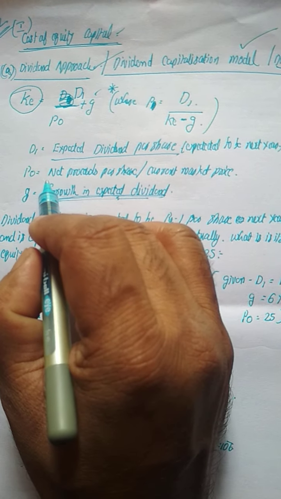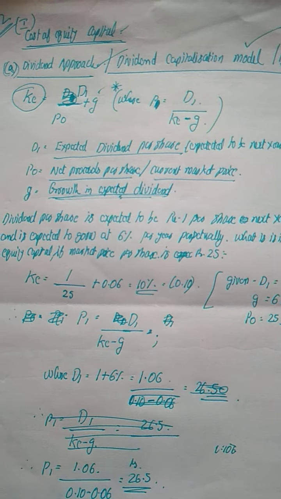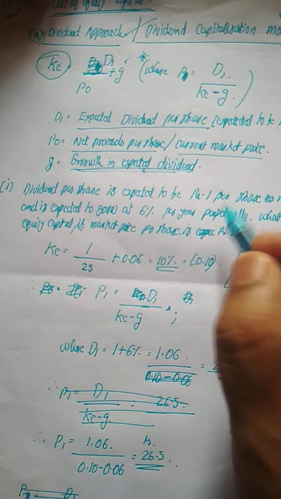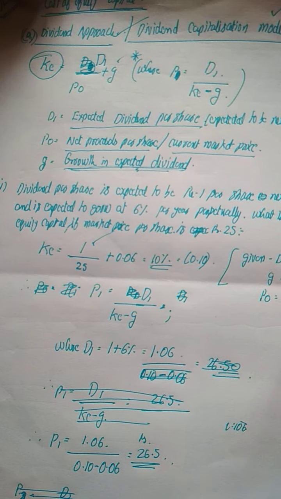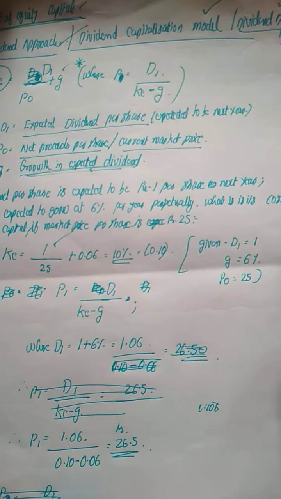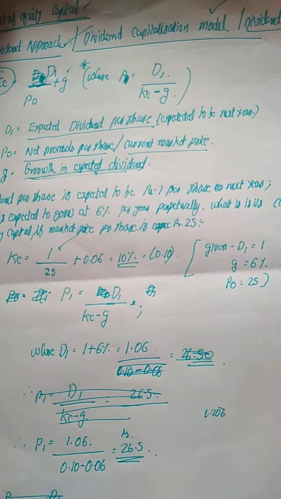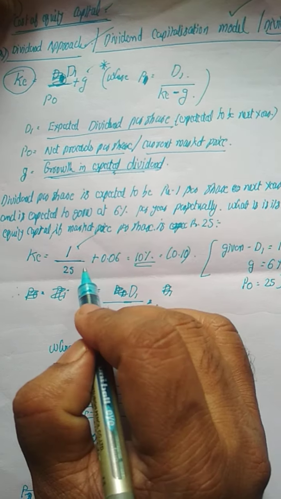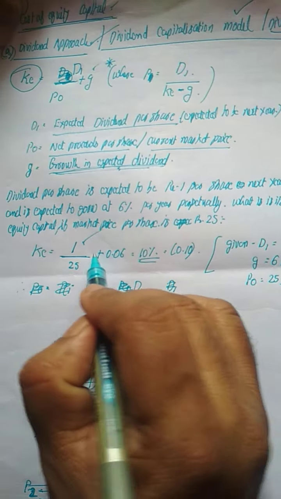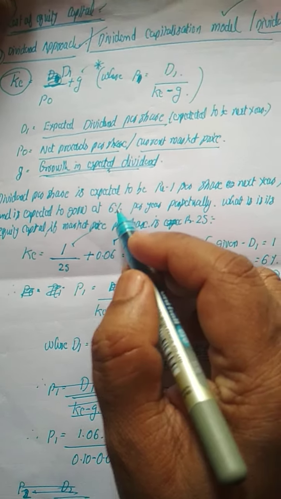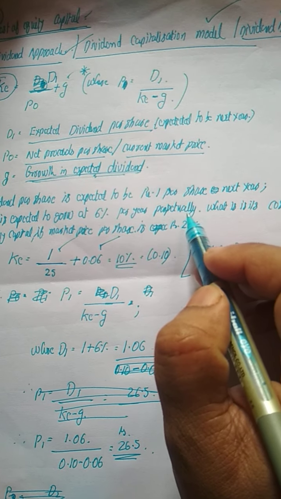And P subscript 0 is the net proceeds from share or market price of share. For example, in the given problem, dividend per share is expected to be 1, so D1 should be taken as 1. Dividend per share is expected to be 1 per share for the next year, so it is the expected dividend for the next year. And the expected growth rate is 6%. So D1 divided by P0 plus G, where G we take as 6%. 6% means 0.06, that is 6 divided by 100, 6% per year perpetually.